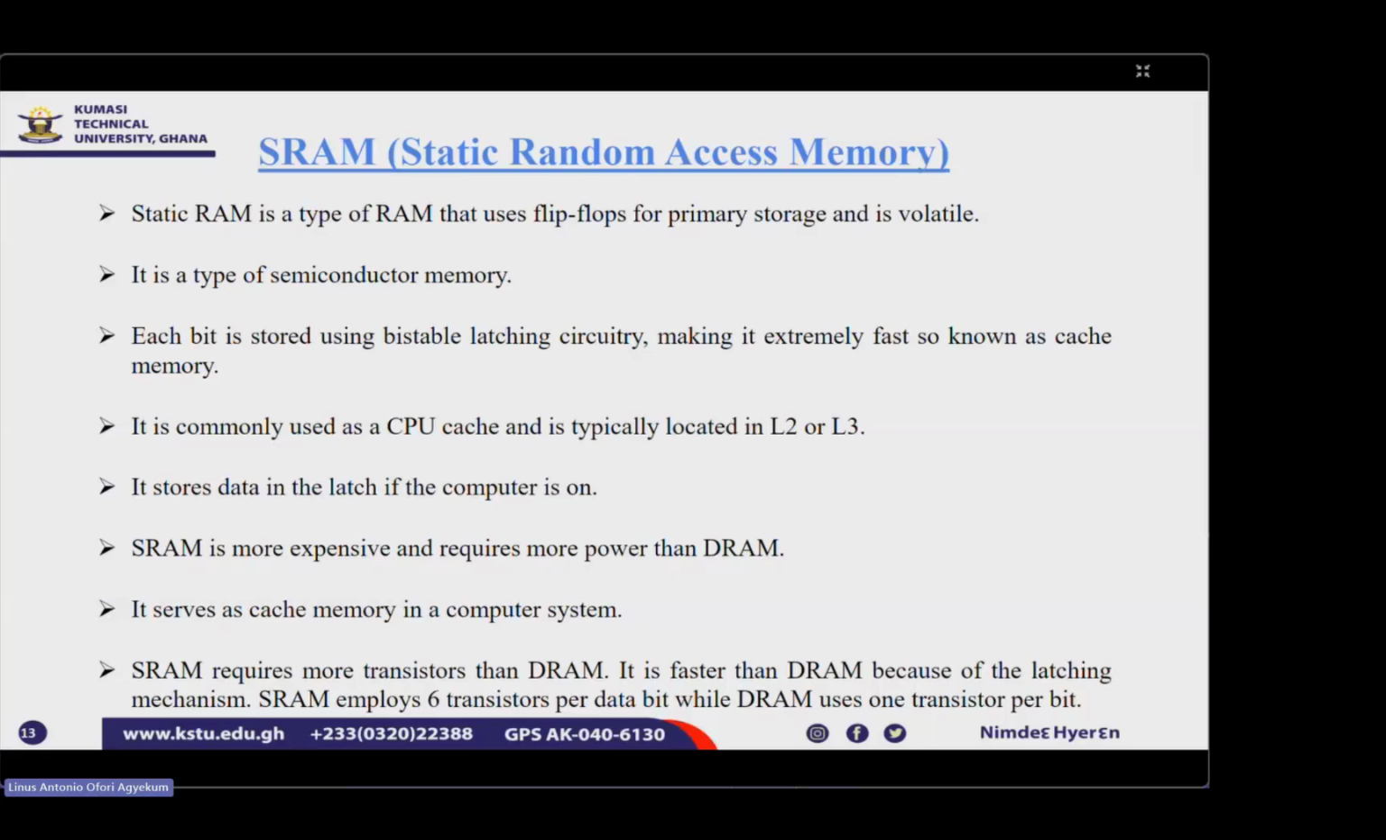This SRAM is also a volatile RAM. It is a semiconductor RAM, and it stores bits of data using bistable latching circuitry, which allows it to be very fast, like the cache memory, which we'll look at very soon.